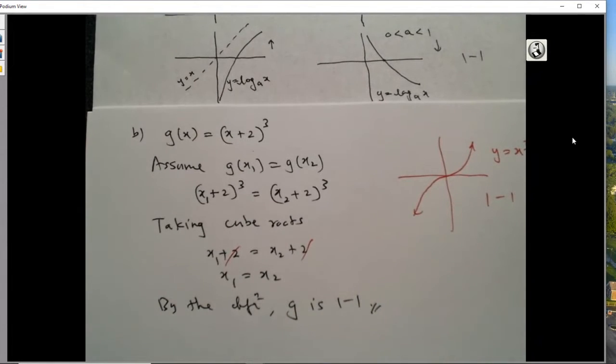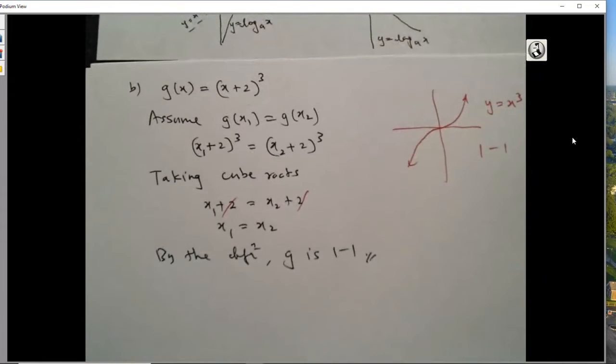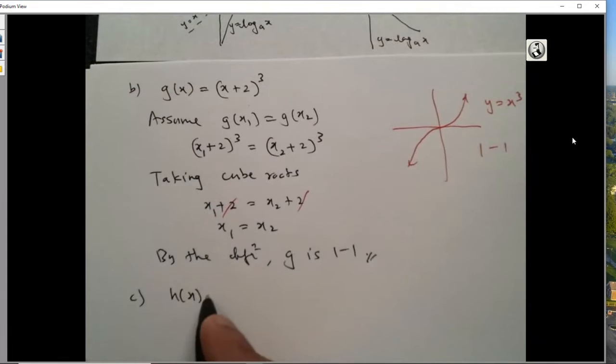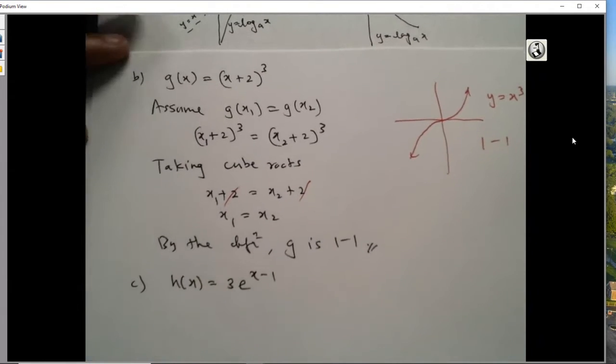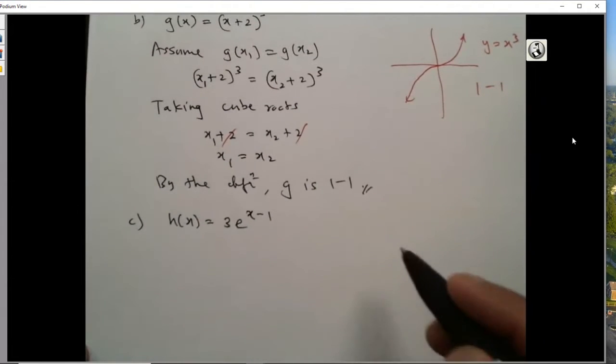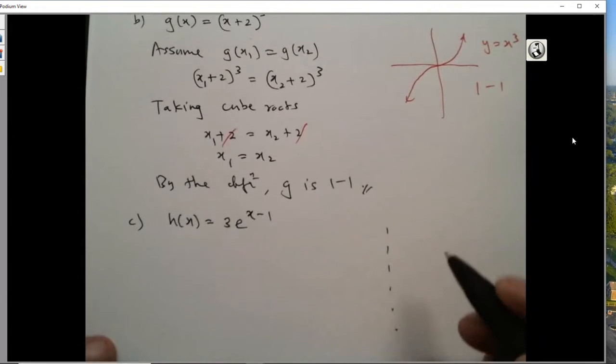Good. Let's try to do one more example. Let's see part C: h(x) equals 3e^x minus 1. How to show that this is 1 to 1? So we can do this problem again as we did before. I'm going to do it here.